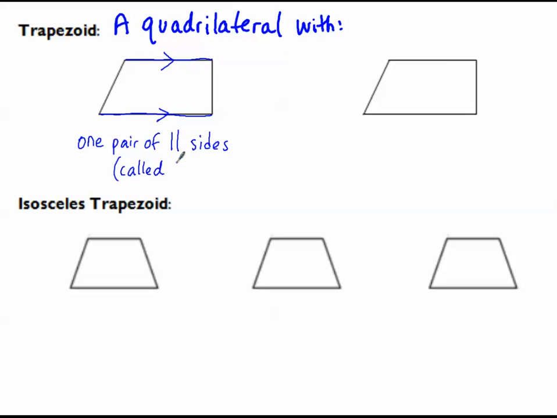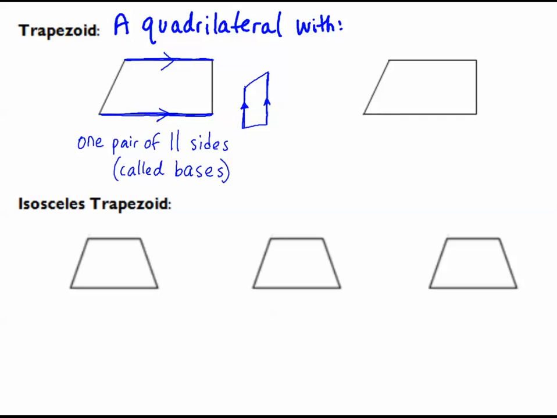Now these parallel sides, these are called the bases. Base there, base there. Doesn't necessarily have to be on top and on the bottom, but the bases are the sides that are the parallel ones. It might be on the top or the bottom. It's possible that the parallel sides would be next to each other like that. So here's another trapezoid where these are the parallel sides. One pair and only one pair of parallel sides. Those are called the bases.